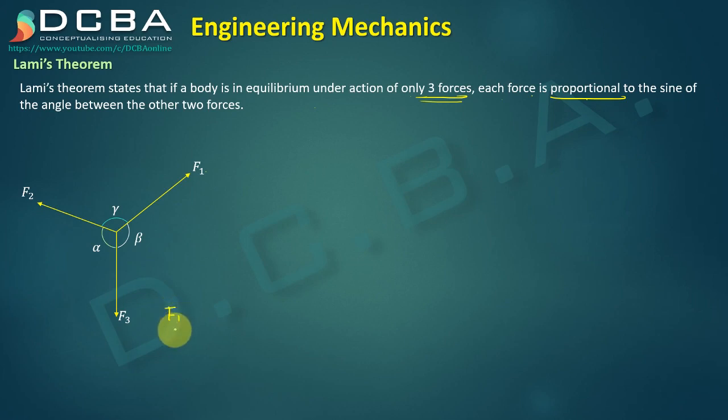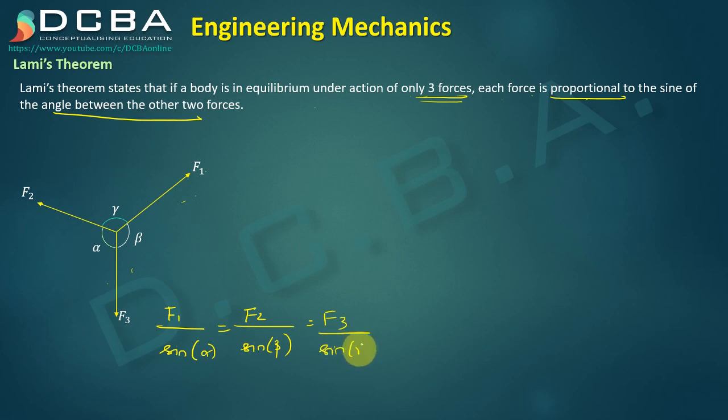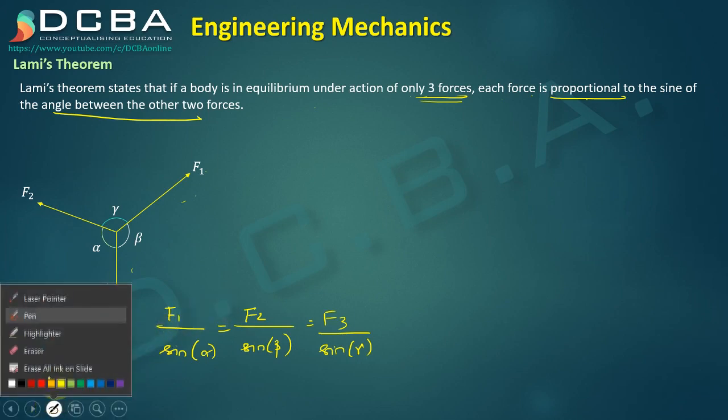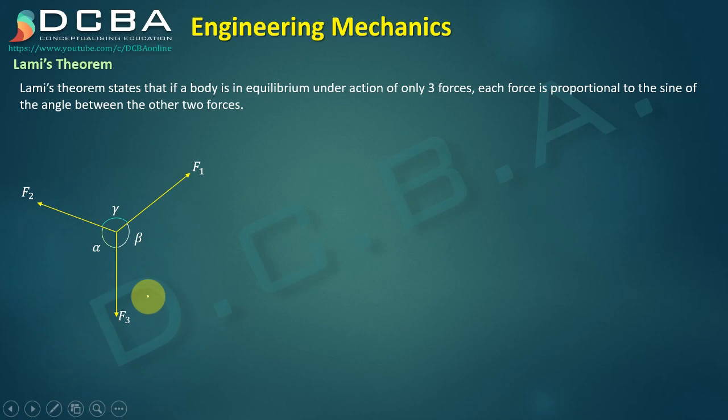It means that F1 divided by sine of the angle between the other 2 forces, which is alpha, is equal to F2 upon sine beta, which is the angle between the other 2 forces, is equal to F3 upon sine gamma. So this is your Lami's theorem. And let us prove it. Okay, we won't take anything without proof. So let us prove this.